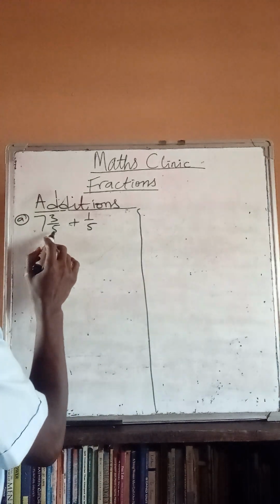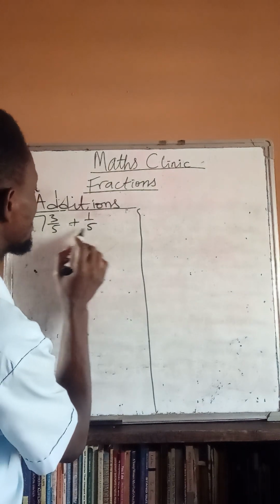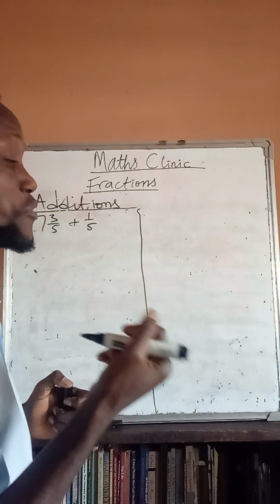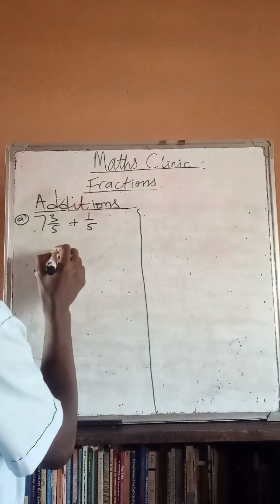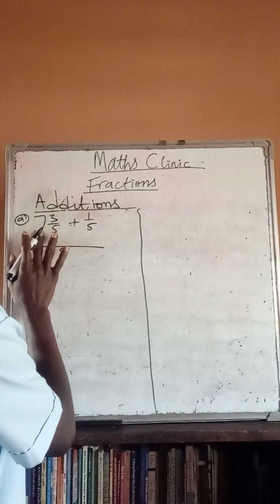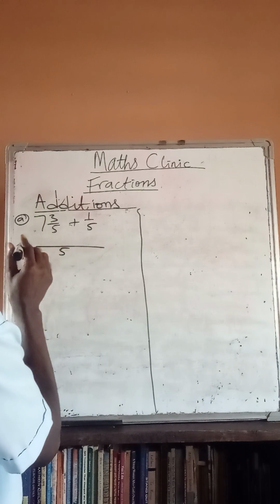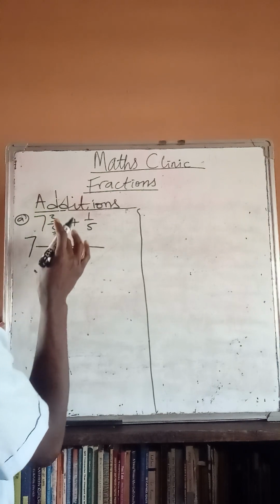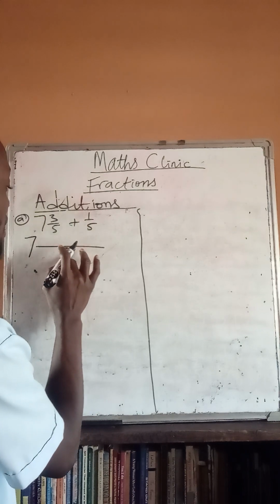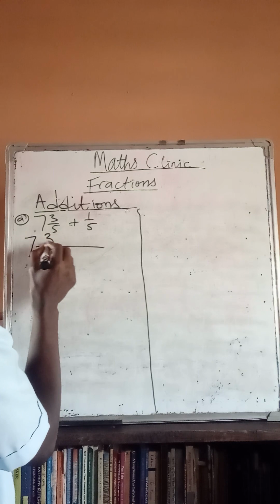Alright, the first one is 7 and 3/5 plus 1/5. You take the LCM of the denominators, which is 5 and 5. The LCM of 5 and 5 will give you 5, so you write down that 5. Then we have 7, but we don't have any number here, so 7 plus nothing will give you 7. How many times can 5 go in 5? 5 divided by 5 will give you 1, times this 3 will give you 3.